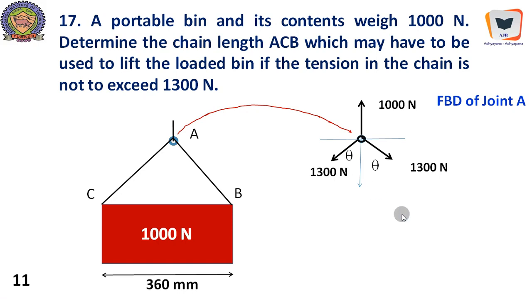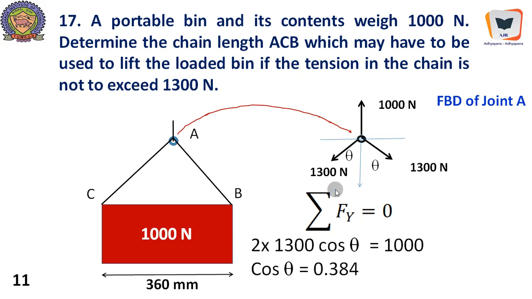We will take it that way. Therefore, theta becomes unknown. We will just write sigma Fy equal to 0 because this joint is in equilibrium. There is no tilt either to the right or to the left. Therefore, sigma Fy equal to 0. 2 into, because it is a symmetrical system, 1300 cos theta plus 1300 cos theta equal to 1000. That's how we would have written it. Therefore, it is 2 times 1300 cos theta equal to 1000. Therefore, cos theta equal to 0.384. The force system is telling us what this angle should be. So theta happens to be 67.7.